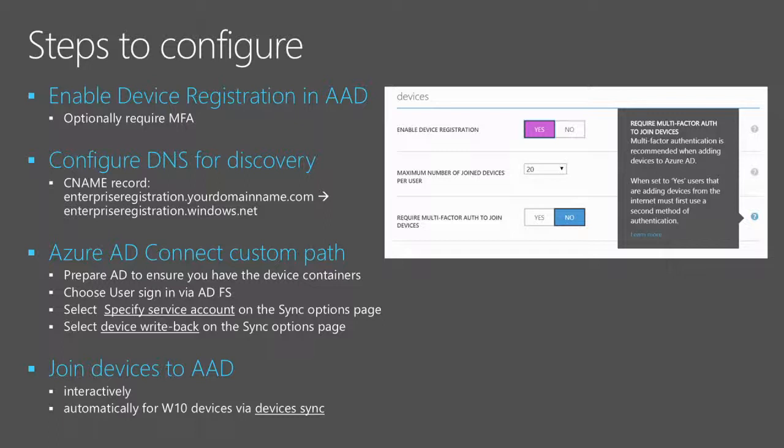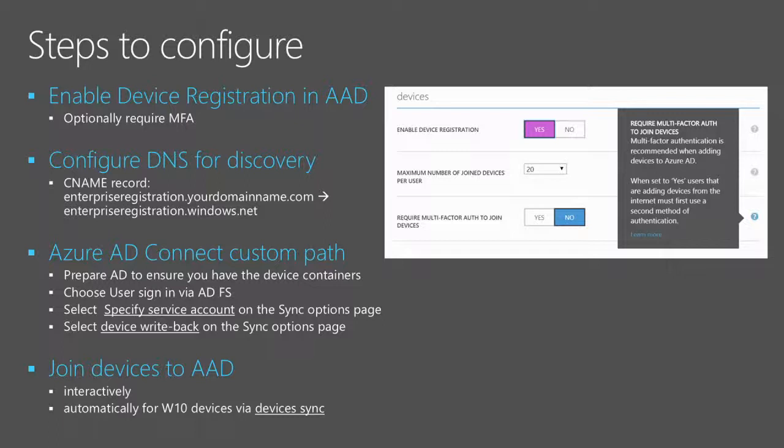So enabling device registration in Azure AD is still a portal step. Maybe some of you have done that before. So you go to the portal, that's a little screenshot there, and you can see that you can enable device registration and you can require multi-factor authentication to register a device or not.